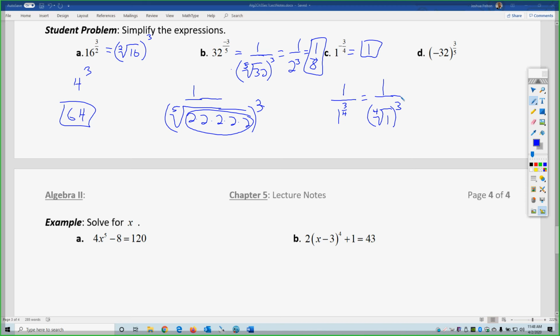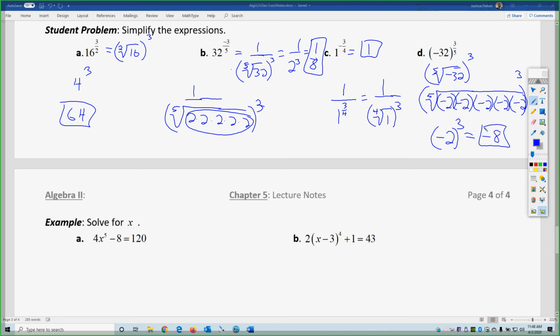All right, in this case, a little bit different because since there's parentheses, the 3/5 applies to the negative and the 32. So this is the 5th root of negative 32, all to the 3rd. So this is 5, and 32 is 4 times 8, because I have 5 negatives is still negative. So that's negative 2 to the 3rd, because this is still the 3rd. And 3 negatives is still a negative 8.